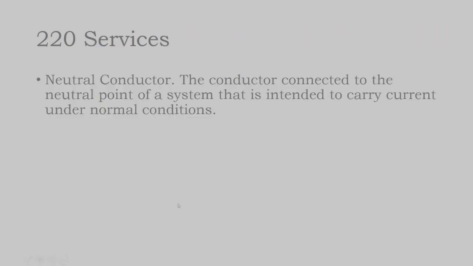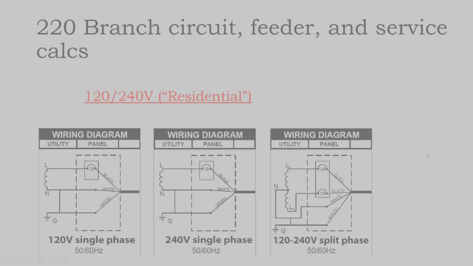So then we've talked about what is a neutral conductor. And this says it's the conductor connected to the neutral point of the system that is intended to carry current under normal conditions. So the neutral conductor is a current carrying conductor. It is intended to carry current. The equipment ground conductor that connects all the metal parts together on your building is not intended to carry current. The neutral conductor is intended to carry current under normal operating conditions.